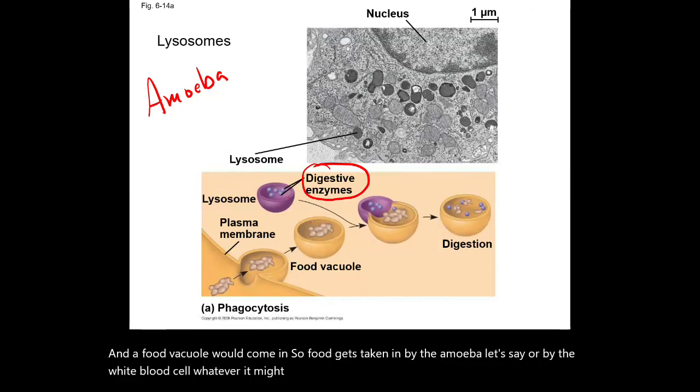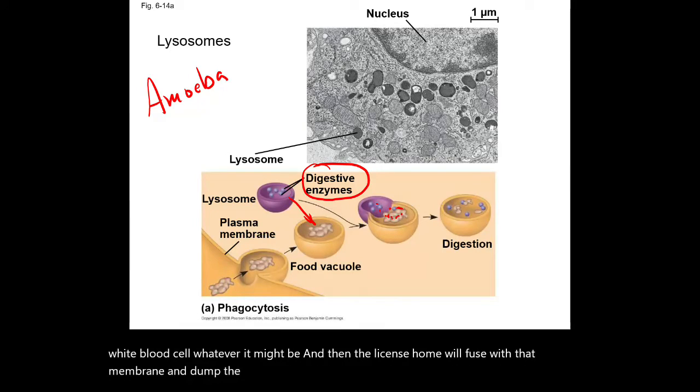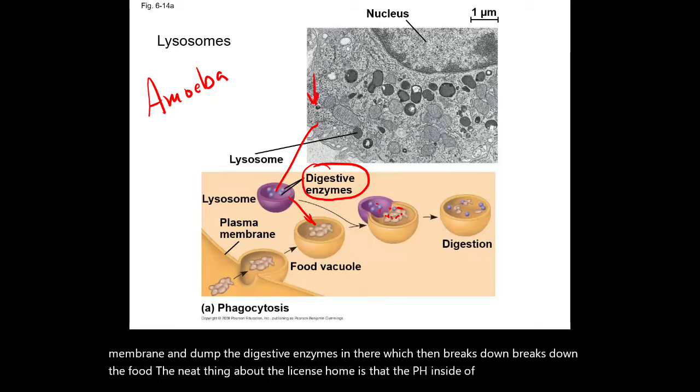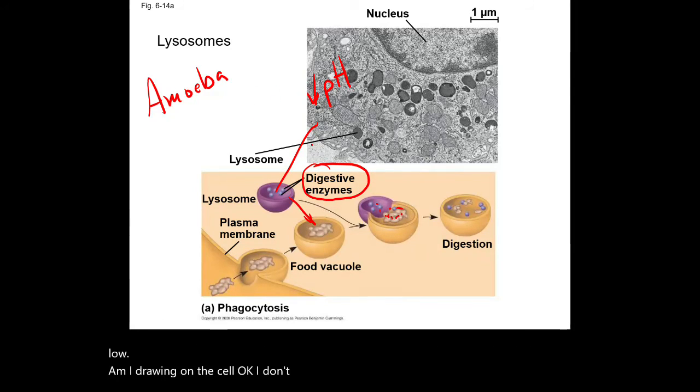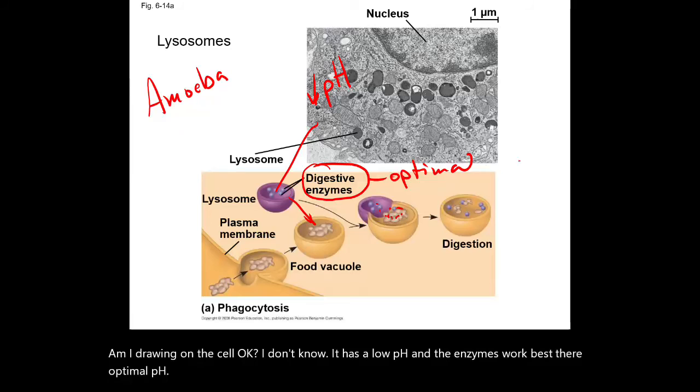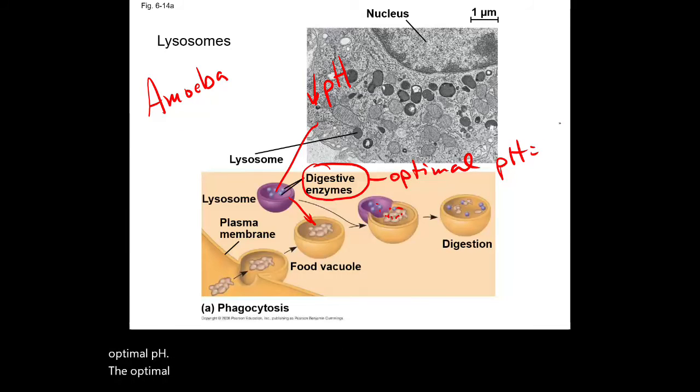And then the lysosome will fuse with that membrane and dump the digestive enzymes in there, which then breaks down the food. The neat thing about the lysosome is that the pH inside of the lysosome is really low. It has a low pH, and the enzymes' optimal pH is low, like 2 or 3 or something like that.